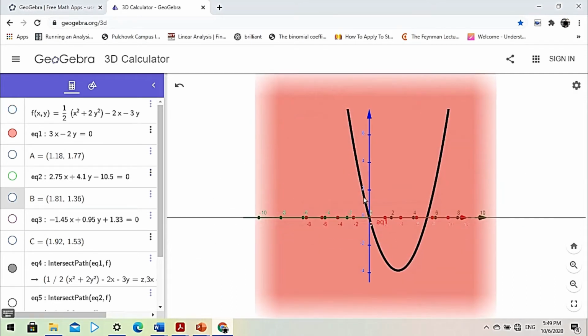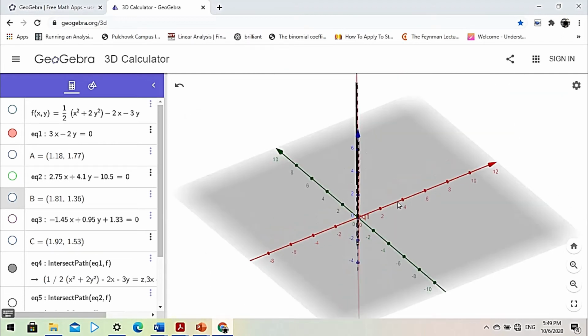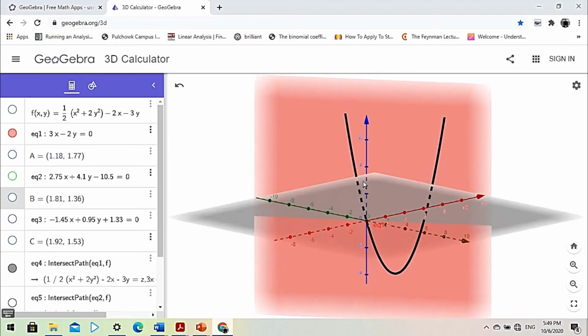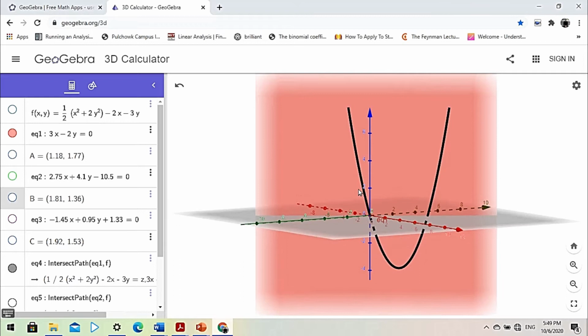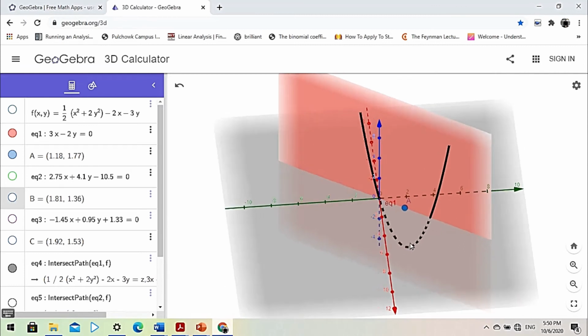Okay, now this is the direction of r naught, and along that search direction we have to move by a certain amount to get the minimum value of this parabola, and the amount is parameterized by the quantity alpha naught. The alpha naught tells you exactly how much to move along this plane to get to the minimum point of this parabola, and the required point is 1.18, 1.77, as we calculated in the previous slide.